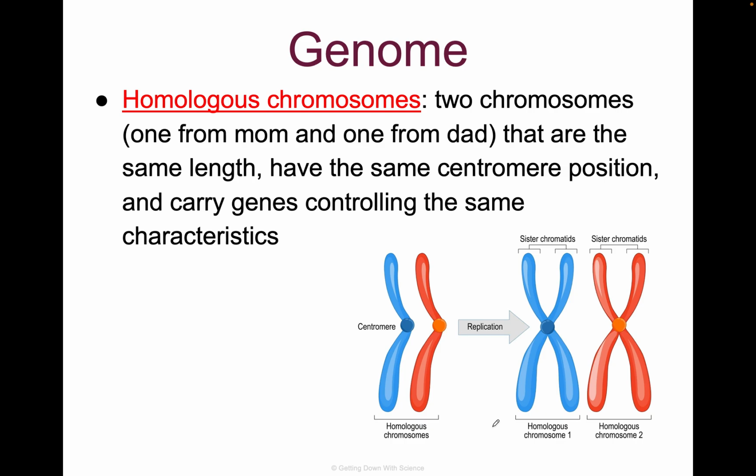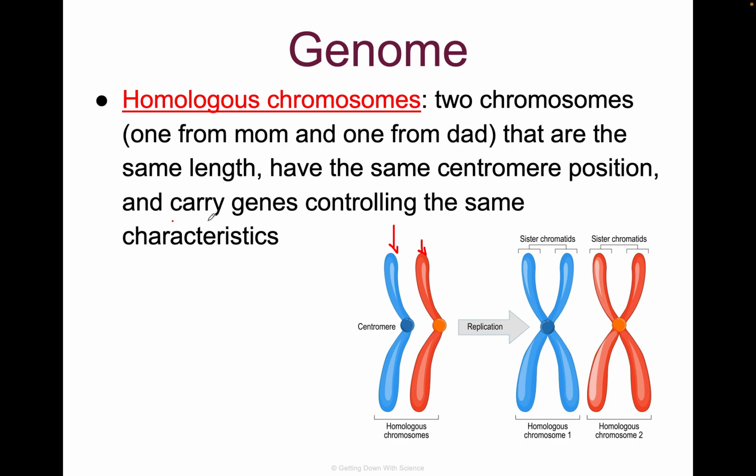Okay, homologous chromosomes are two chromosomes, one from mom and one from dad, that are the same length. They have the same centromere position. They carry the same genes, controlling the same characteristics. So, a lot of biology textbooks like to differentiate them with colors. One's from mom, one's from dad.